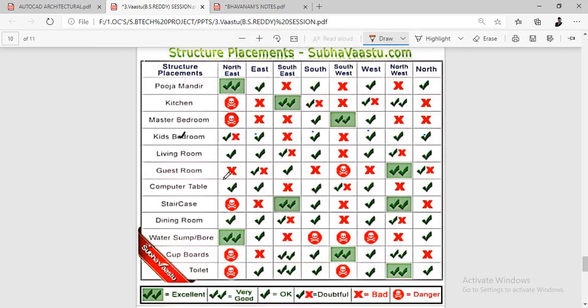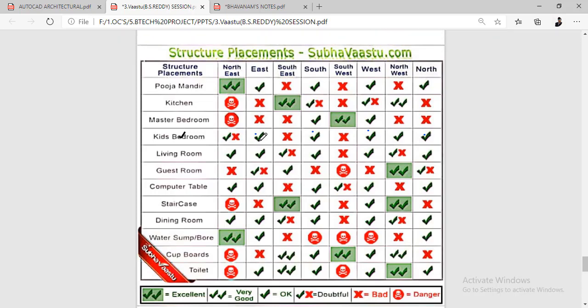Okay, based upon this chart you can do most of these plans. I will give you all this presentation, and even if you go to the Bhavanam's library, you will get this PPT. You can keep it with you whenever someone gives you a plan, and take this chart to decide where I need to provide a puja room.